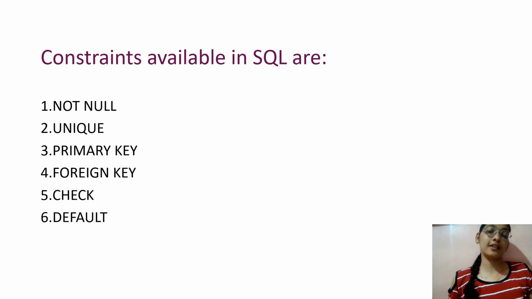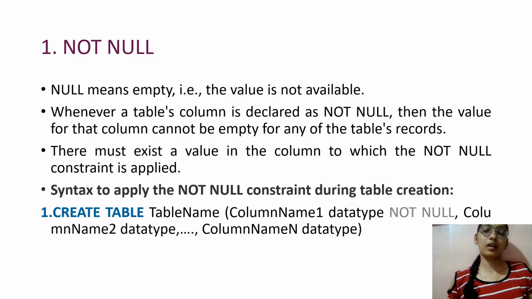Constraints available in SQL are not null, unique, primary key, foreign key, check, and default. Not null: null means empty, that is, the value is not available. Whenever a table's column is declared as not null, then the value for that column can't be empty for any of the table's records. There must exist a value in the column to which the not null constraint is applied.